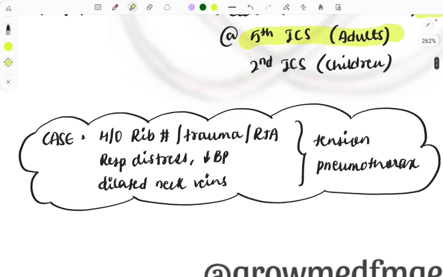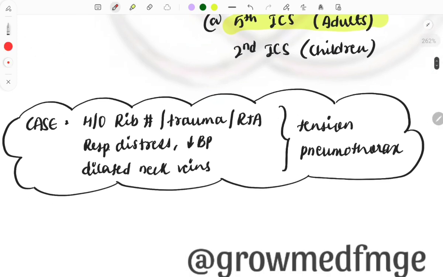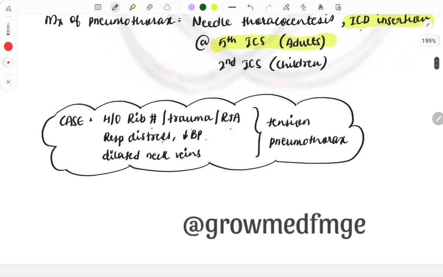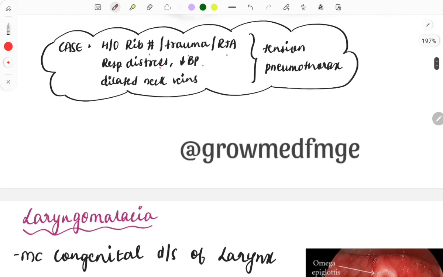Then a clinical case of tension pneumothorax will be described like history of rib fracture or trauma or road traffic accident, presenting with respiratory distress, hypotension, and dilated neck veins. What will be the diagnosis? Tension pneumothorax.